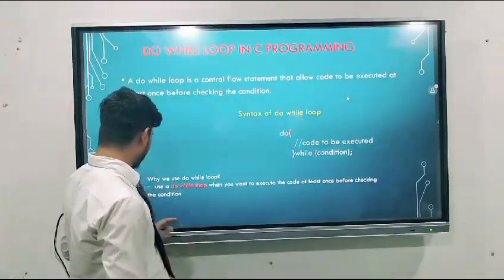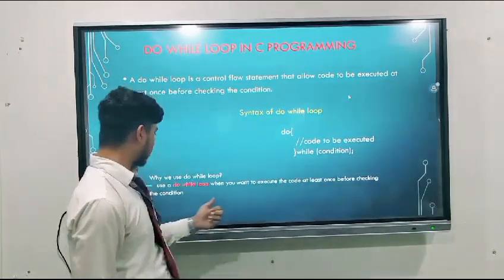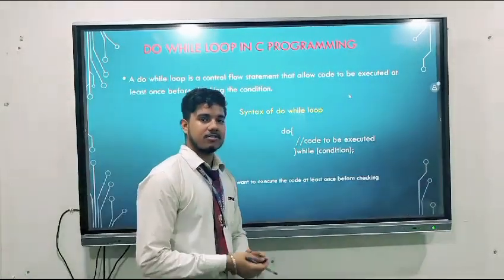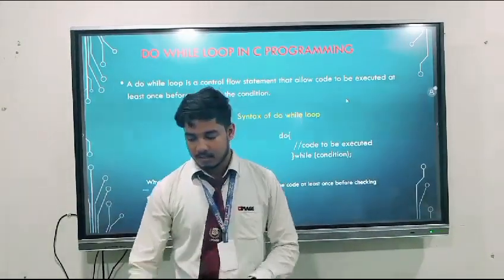Why do we use it? We use a do while loop when we want to execute the code at least once before checking the condition. That's why we say it is a post-tested loop. So this is the while loop and do while loop.